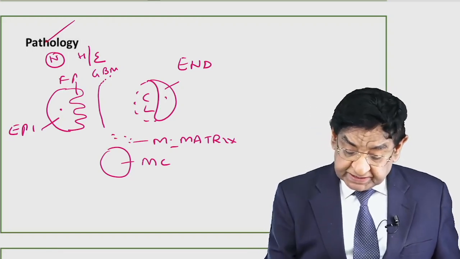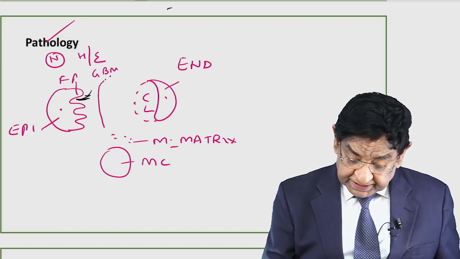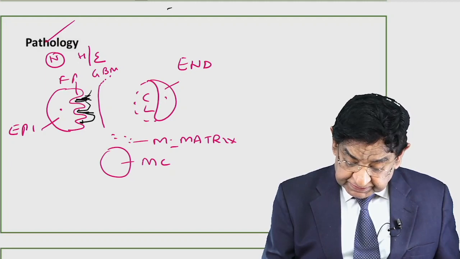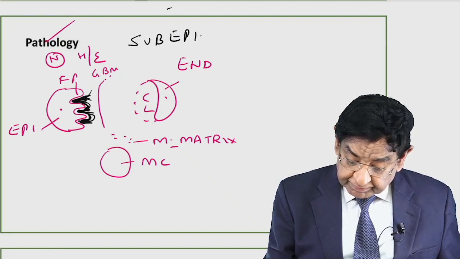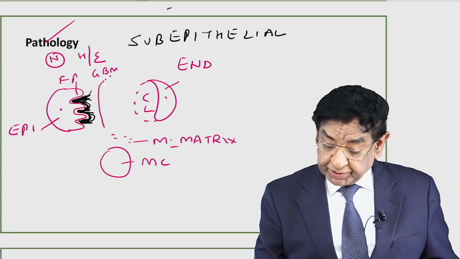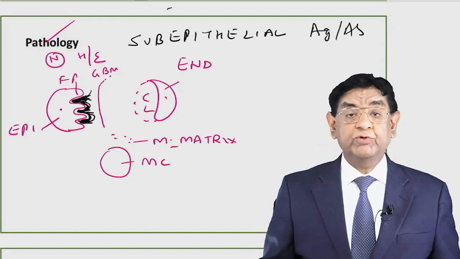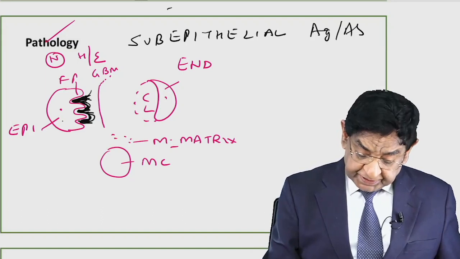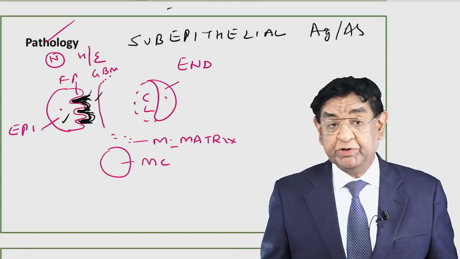In this, there is subepithelial deposition of antigen antibody complex. You can see subepithelial deposition. What do we mean by subepithelial deposition? The antigen antibody complex, the so-called immune complex. This is the epithelium, this is the basement membrane. It is below the epithelium, that's why we call it subepithelial deposition.